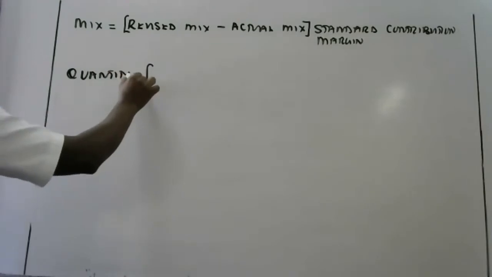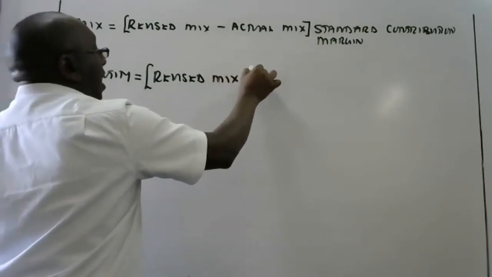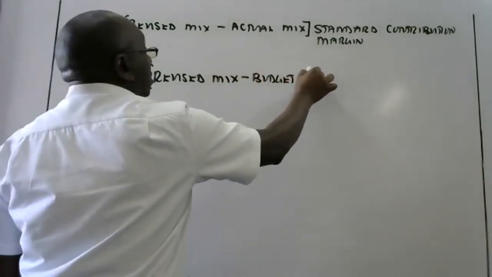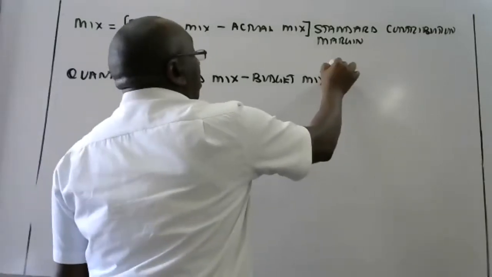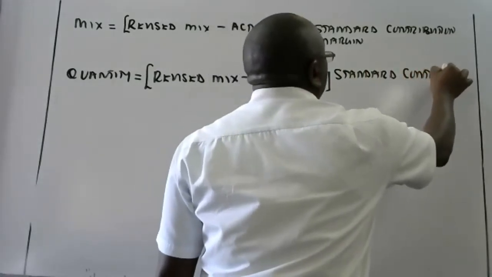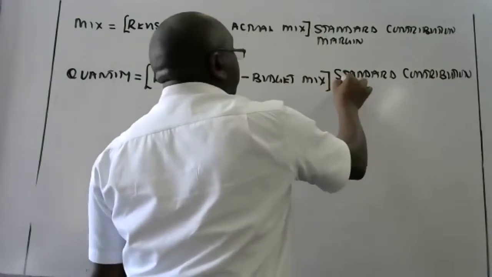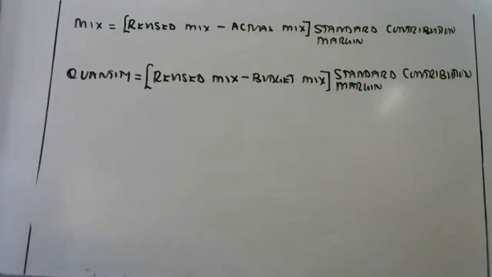Quantity is given as revised mix U minus budget mix. Revised mix U minus budget mix, you multiply by standard contribution margin. Again, even this one, we are not able to compute. The other one we said is called market.